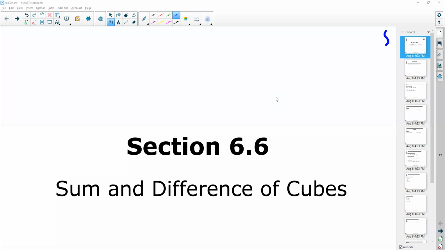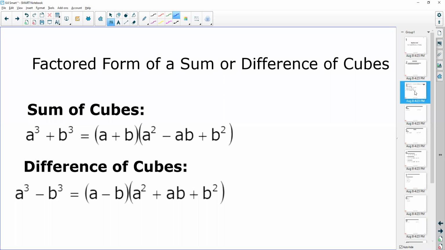Hey everybody, this is the notes for 6.6. This is sums and differences of cubes. This is another special case. Just like difference of squares and perfect squares, it really helps you if you recognize these, because if you don't, they're pretty darn hard to factor.